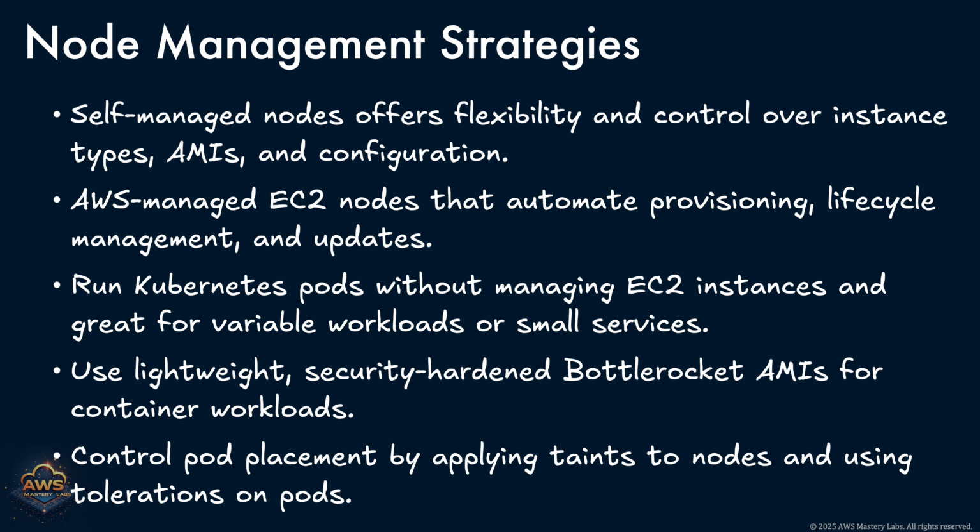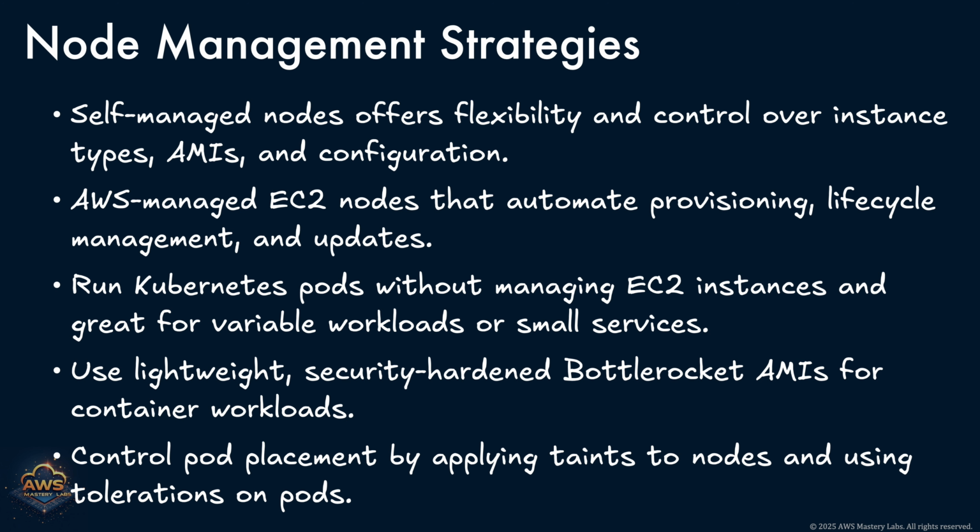Managing the nodes in your EKS cluster is a foundational aspect of maintaining performance, cost efficiency, and reliability. Amazon EKS offers multiple strategies to fit different operational models and workload profiles. Let's start with self-managed nodes. This approach gives you full control over the EC2 instances that make up your worker nodes. You choose the instance types, custom AMIs, and install the necessary software, including the EKS optimized AMI or a custom one. To reduce operational overhead, many teams opt for managed node groups.